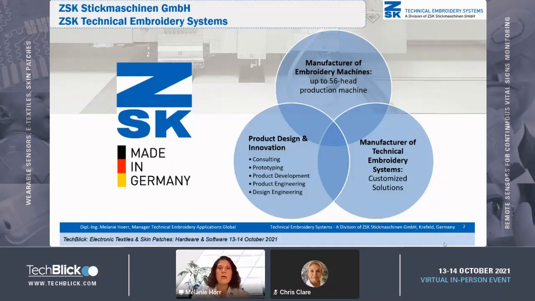Then we are a manufacturer of technical embroidery systems, which are embroidery machines used to integrate functionalities into textiles and fabrics. And a third part that we do is production, design, and innovation. That means consulting, prototyping, product development, and engineering, as well as design engineering, with a huge focus on smart textiles.